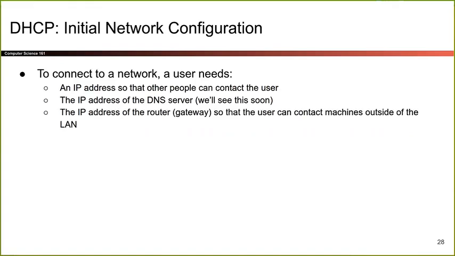And then I need the IP address of the router or the gateway so that the user can contact machines outside of the local area network. So I have this local network, but I may want to talk to computers outside of the local network. So I need to know of all the machines on this network, which one is the router or the gateway to the rest of the internet so that it can hop more hops across the internet. So I also have to know who that is. So those are the main things I have to know.